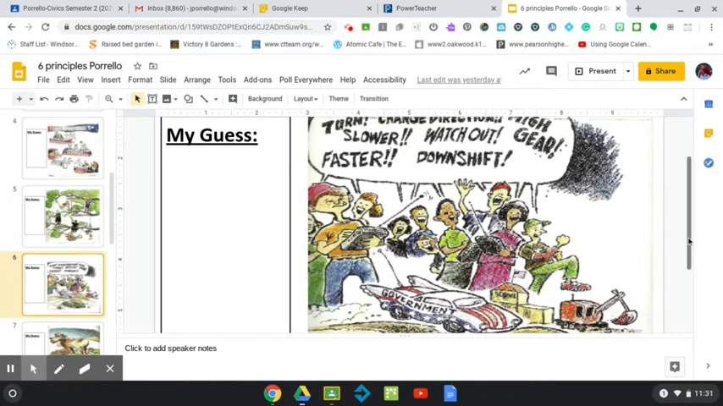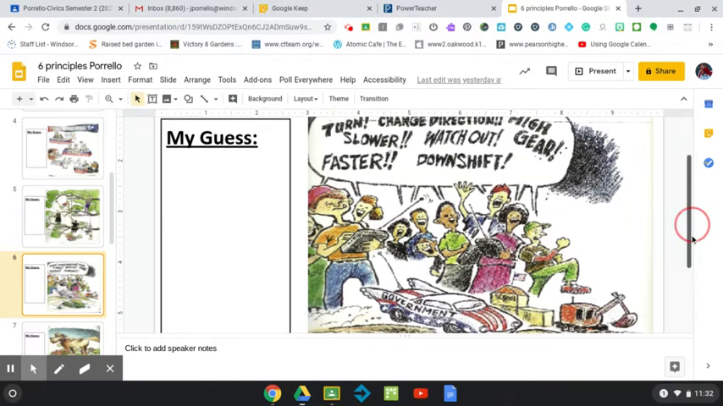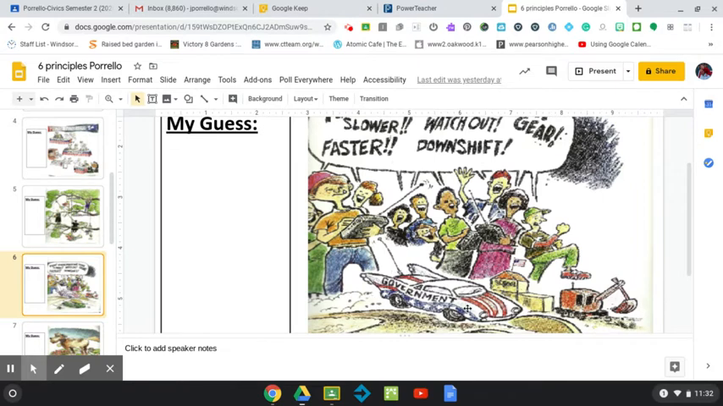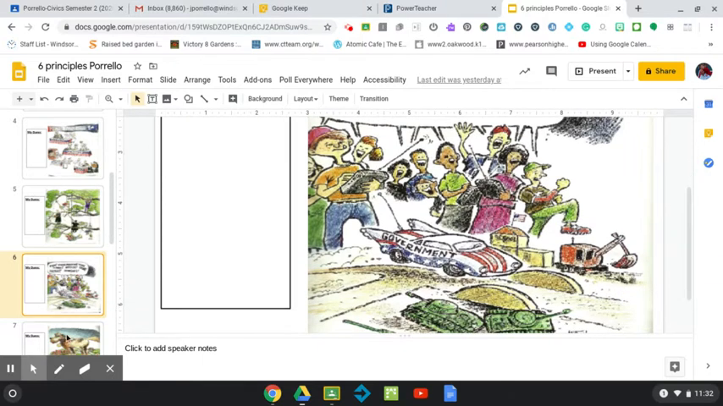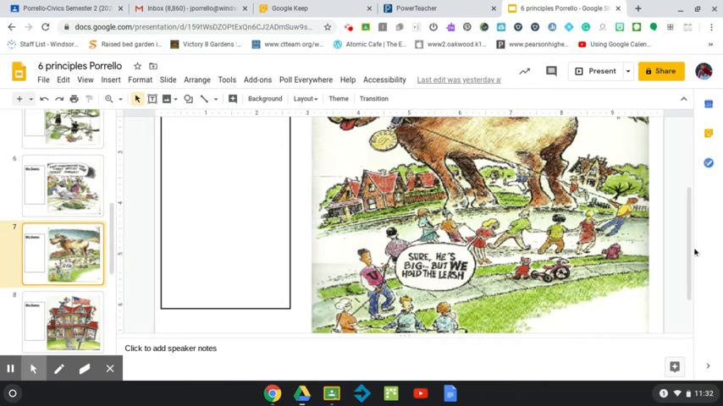Next one, we have a whole bunch of people operating a remote control car. And you can see they're telling the car to turn, change direction, go slower, go faster, stepping into high gear, watch out, downshift. And the car itself has the word government on it. So, what could this possibly mean? In my mind, maybe it means that the people are in control of the government. And then we have a couple more to go.